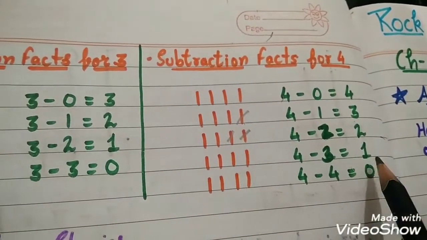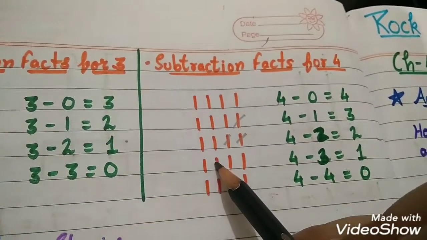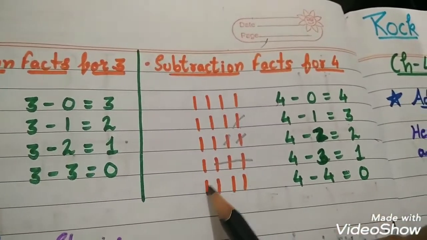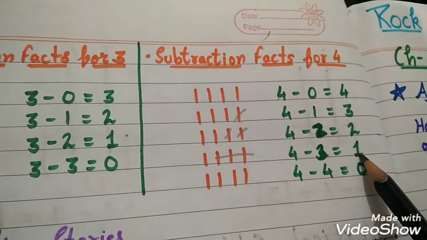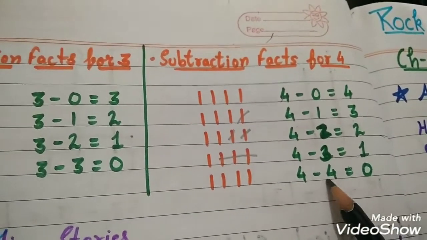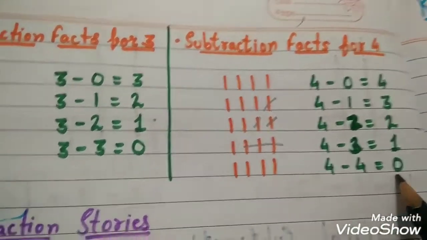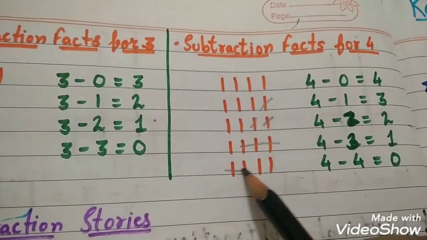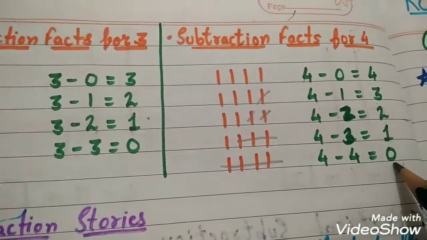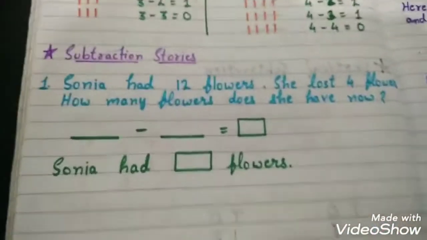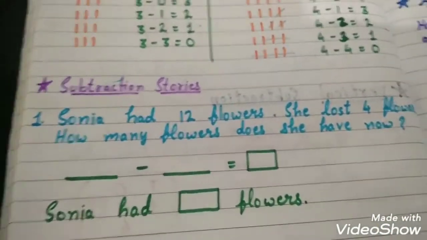4 minus 3 will always be 1. If we minus 3 from this, then how many we will get? 1. So 4 minus 3 is 1. And 4 minus 4 will always be 0. See, if we cut all these 4 sticks, then what we will get? Nothing. So 0. Our next and last topic is subtraction stories.